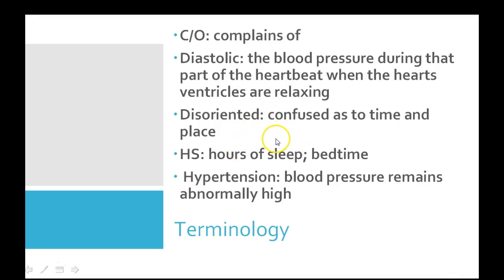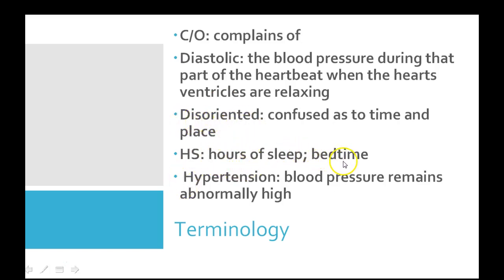Disoriented. You know how we ask about orientation. So disoriented, confused as to time and place. So we have to make sure when we introduce ourselves, we don't say, "Hi, Mr. Jones." We say, "Hi, I'm your student nurse today, and could you please tell me your name, your date of birth, who the president is, why you're here, do you know why you're here, what type of place this is," things like that to tell the patient's orientation, to see if they are oriented or disoriented.